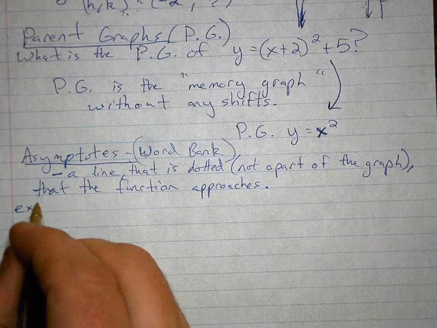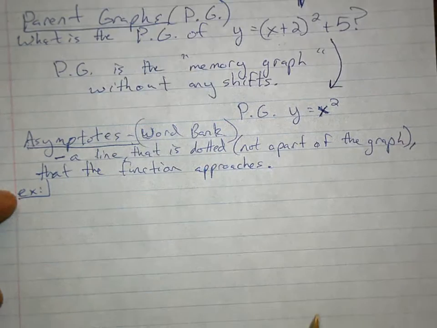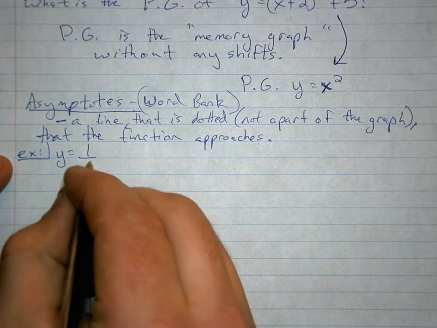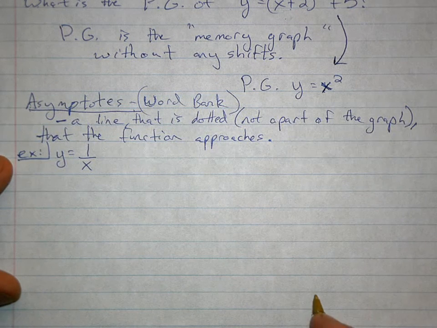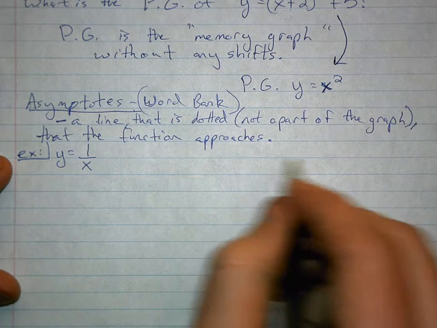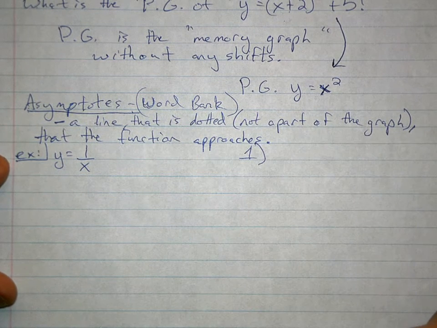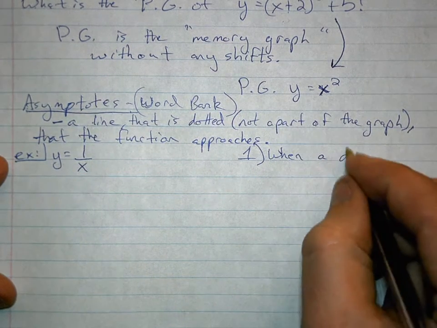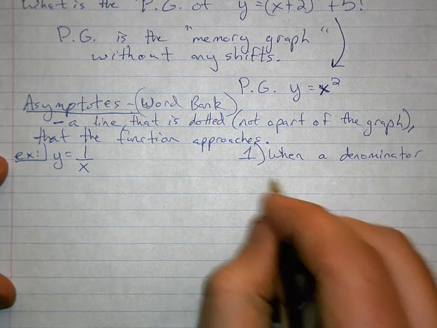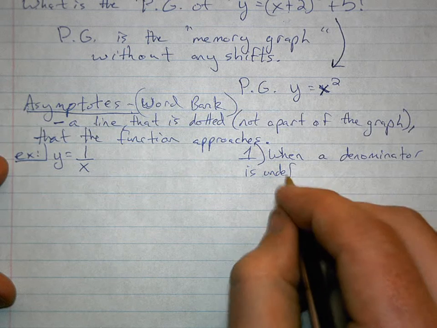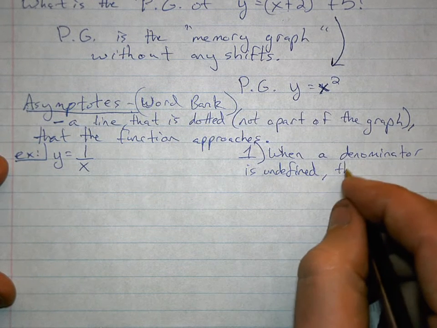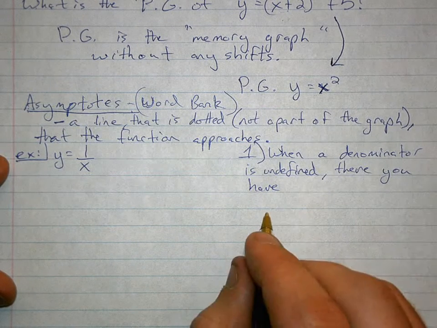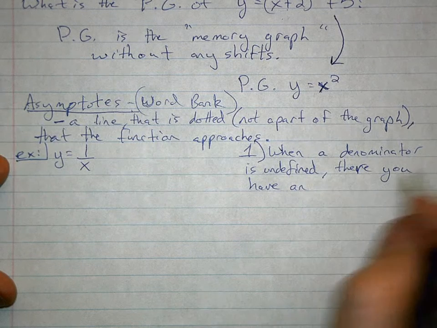So, to explain one of the aspects of asymptotes, I will use the basic function 1 over x. This brings me to my first aspect of an asymptote. When a denominator is undefined, there you have an asymptote. It's like a little side note. And this is used to define asymptotes, so we should put that on there too. It's part of the definition, yeah.